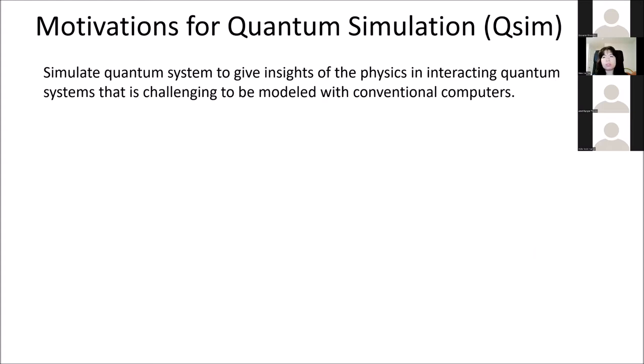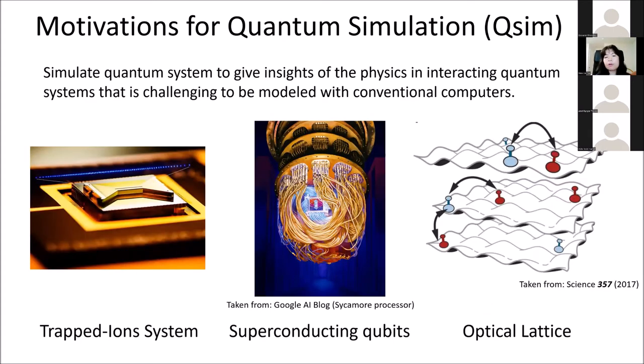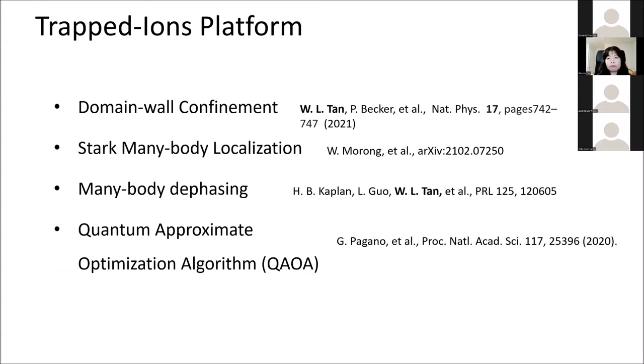So what do we do in quantum simulation then? One way in quantum simulation, specifically analog quantum simulation, is to simulate many body physics to gain insight into interesting physics. There are a few platforms for quantum simulators, for example trapped ion systems, superconducting qubits, optical lattices, and more. As an expert in trapped ions, I'll be focusing on trapped ion systems. On the next slide, I'm giving all of you a few flavors of quantum simulation topics, which hopefully provides the motivation for doing quantum simulation.